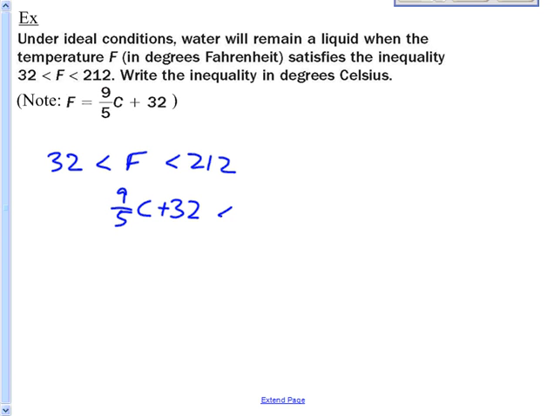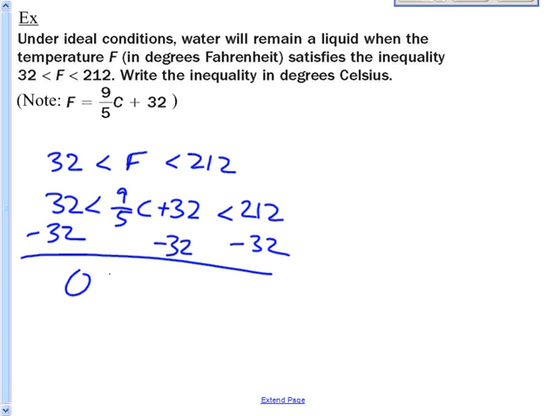So I'm going to put that in the middle there, replace my Fahrenheit, my F there, okay? And then we solve this, and you notice we have an and compound inequality. So first thing we do, get rid of that 32. Okay, so we got 9/5 C. Now we gotta get rid of the 9/5. We're gonna multiply everything by 5/9. Well, 5/9 is a positive number, so there's no need to switch the inequalities.